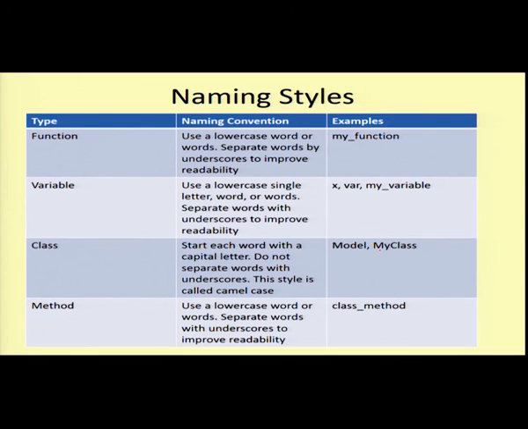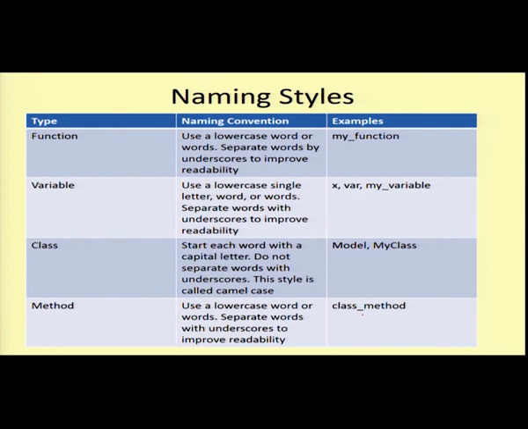Then let us see how to represent a method. In a method, we are supposed to use a lowercase word or words. You are supposed to separate words with an underscore to improve readability. For example, class_method. Here in the above case, it was MyClass, wherein if you are going to represent a class, you start the class name with a capital letter. Here in the method, we give it in lowercase, and two words are combined together with the underscore symbol.